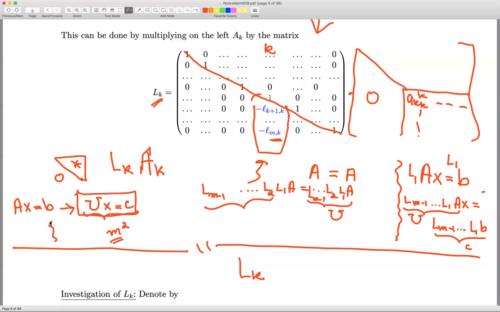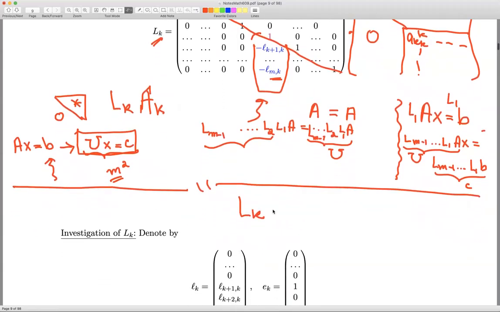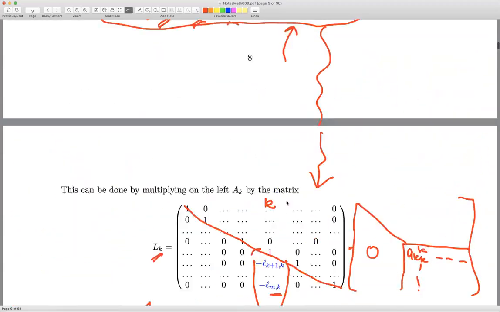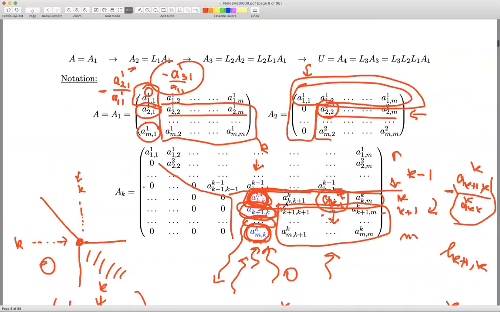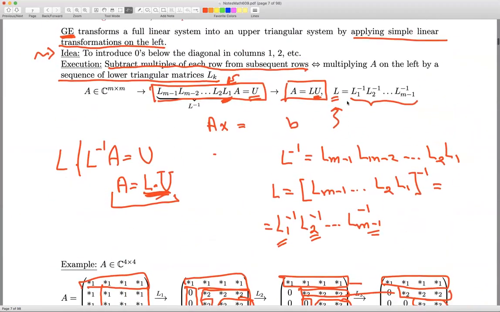Now, after we discuss the form of the matrix L, we will discuss the cost of finding the matrix U, which is the cost of the Gauss elimination. So let's go further. We said that in our equations from before, we had the form for L.